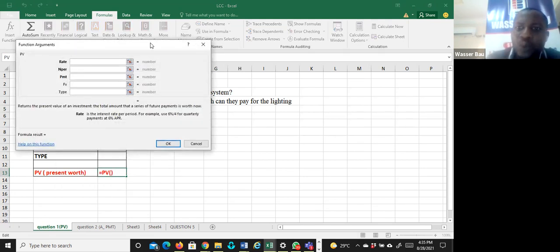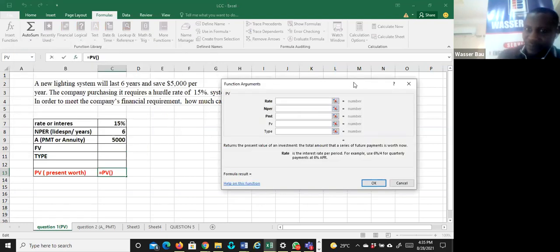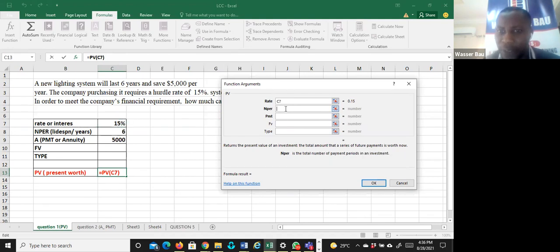When you click on the present value, it will bring out a dialog box like this. For any value that you put your cursor inside, you can read the meaning here. So if I put my cursor here, it tells me rate is the interest rate per period. The interest rate is 15%, so I click on 15%, and it captures it as C7, column C, row 7. That's how Excel does it. Then I click on the second one, N, the number of years. What is the lifespan of that project?